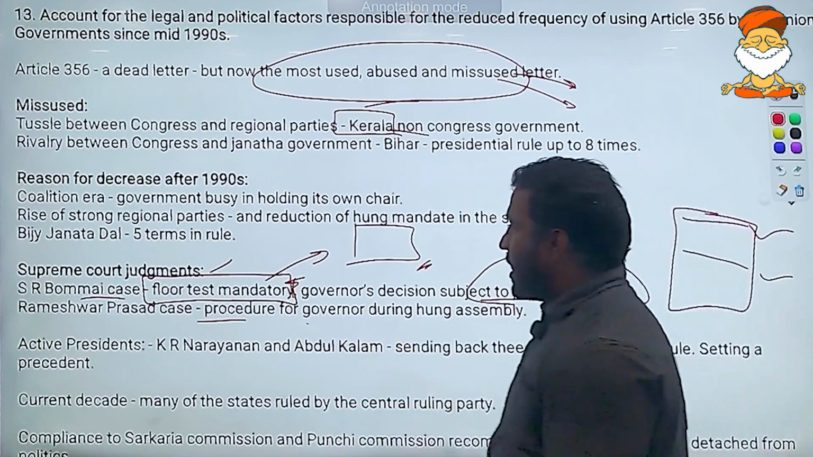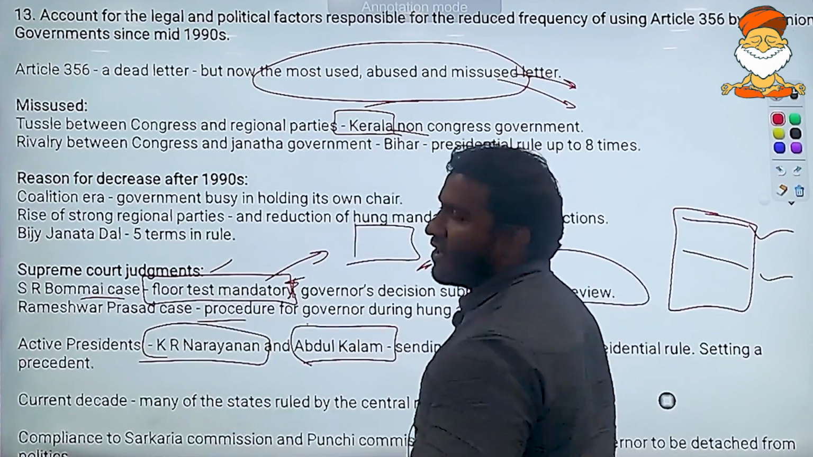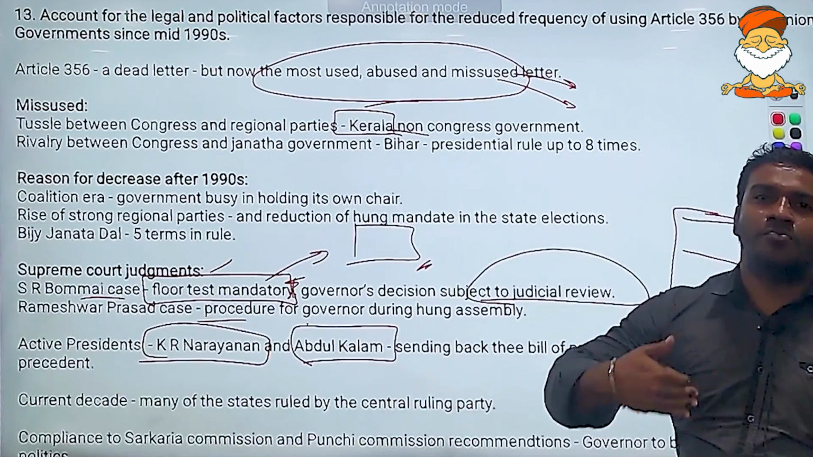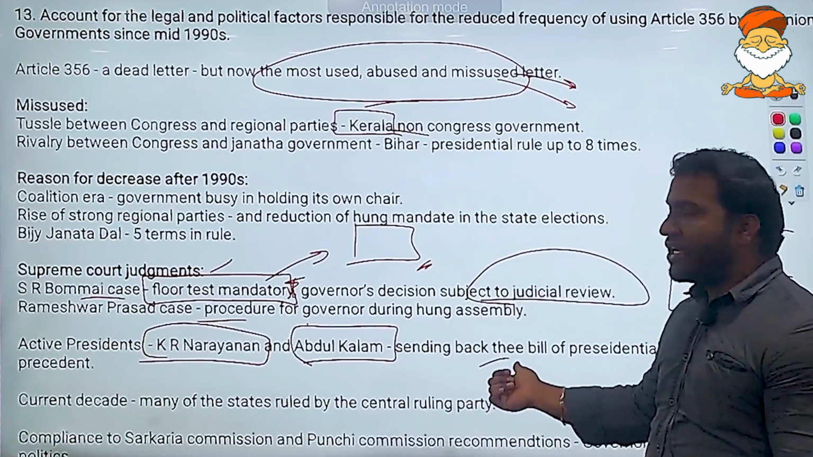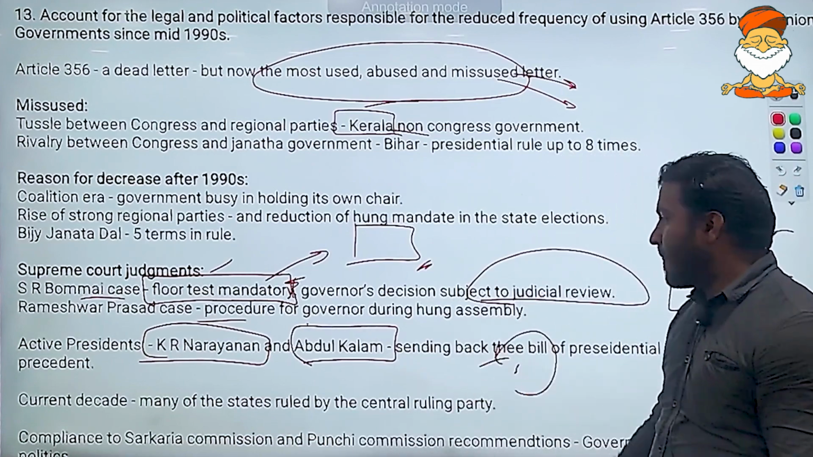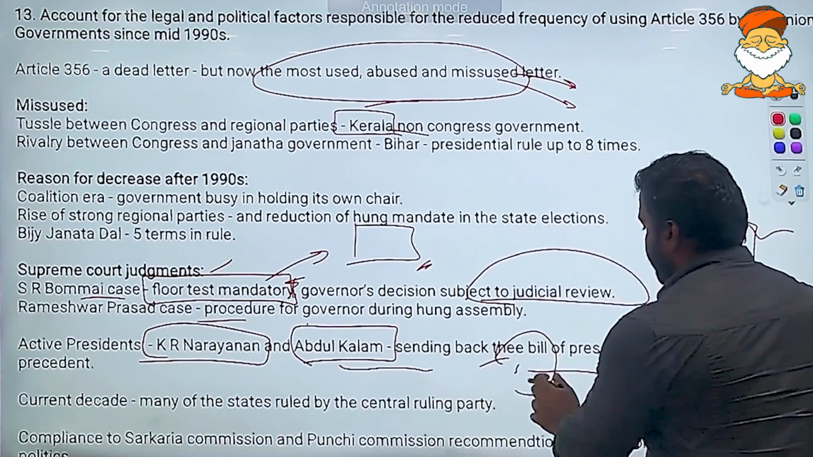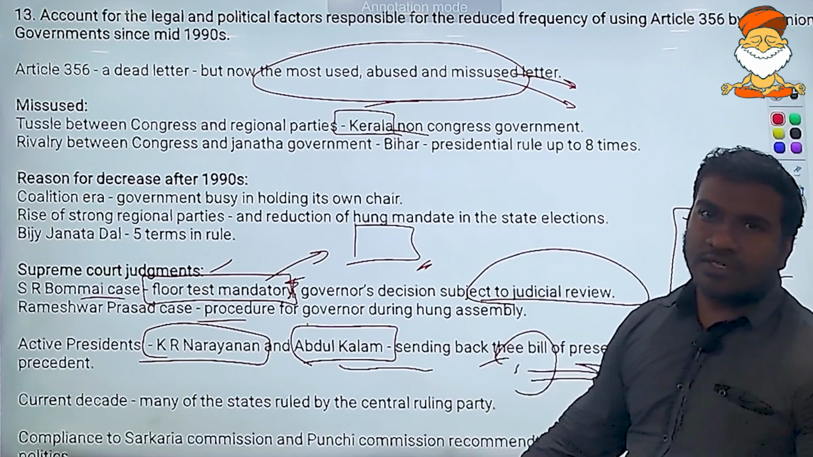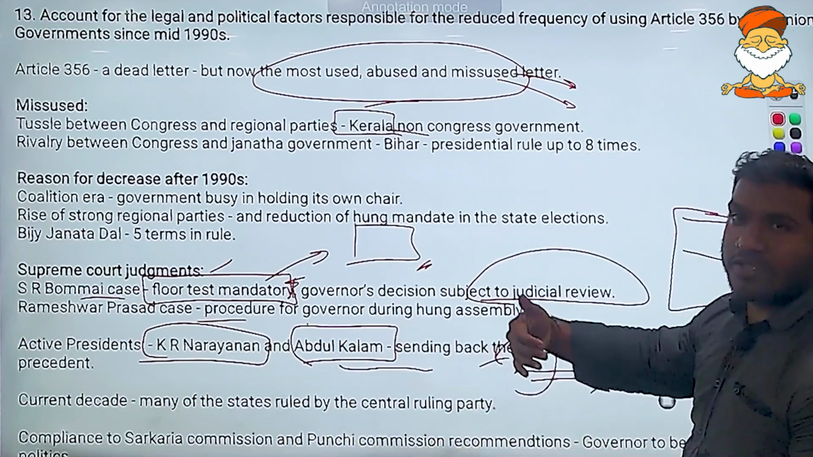Then came the active presidents, K.R. Narayanan and Abdul Kalam. Whenever Article 356 was imposed due to political matters, and the president was not satisfied with the reason, they sent back the proposal. When they sent it back, the nation debated it, and that embarrassed the governments, and that resulted in taking back or withdrawing the proposals. So that was again a reason.